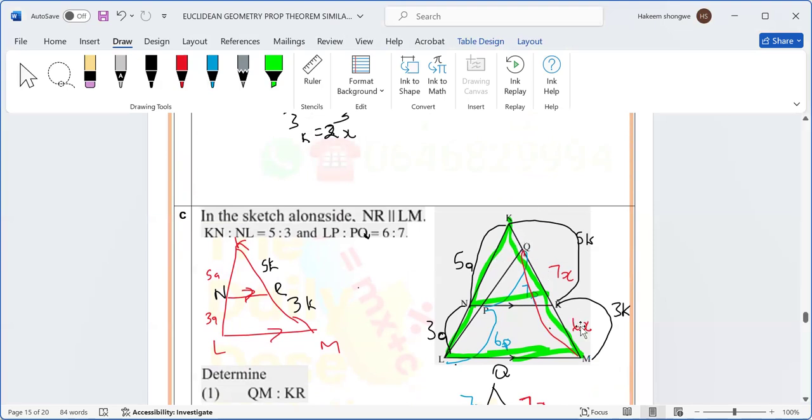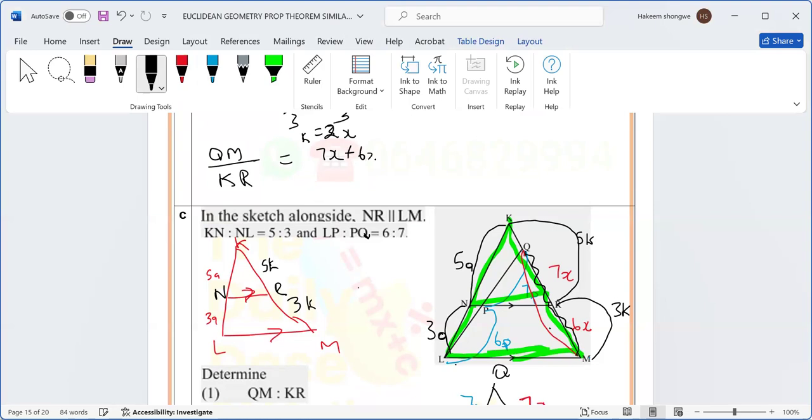For us to get QM, we add 7x and 6x. We have QM all over KR. We are saying QM is equal to 7x, which is from here to here, plus 6x from here to here, all over KR. KR is equal to 5K.